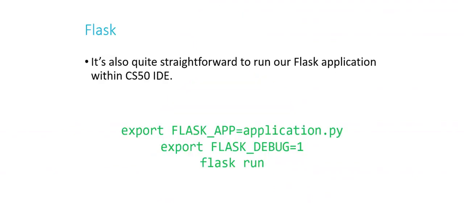So export FLASK_APP=application.py, because that's the name of our file. The second line is technically optional, but it's recommended, particularly as you get started. Export FLASK_DEBUG=1. The 1 here just basically means true.